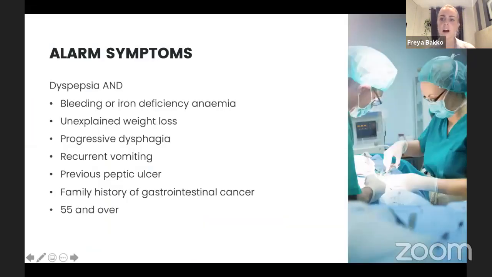So alarm symptoms are any features alongside dyspepsia that are a cause for concern and indicate a need for urgent investigation. Essentially, patients with alarm symptoms have features of dyspepsia in addition to one of the following: bleeding or iron deficiency anemia, unexplained weight loss, progressive dysphagia, recurrent vomiting, previous peptic ulcers, a family history of gastrointestinal cancer, or if they're 55 years or older. These patients need urgent investigation with endoscopy, particularly for elimination of any gastric cancers.